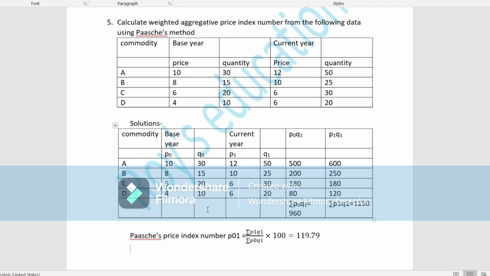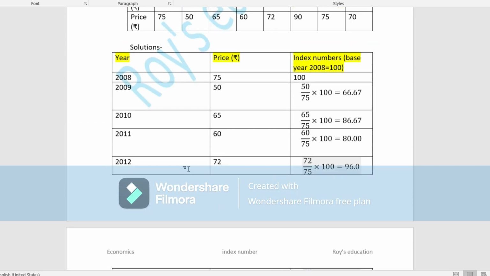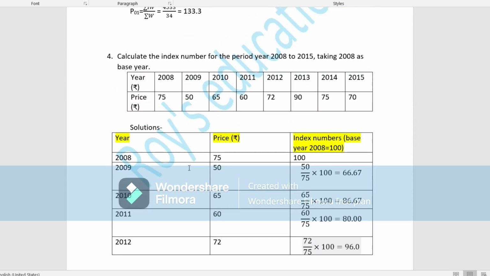So this is how you are going to calculate this Paasche price index number. With a few more sums I would like to discuss with you in the next video.